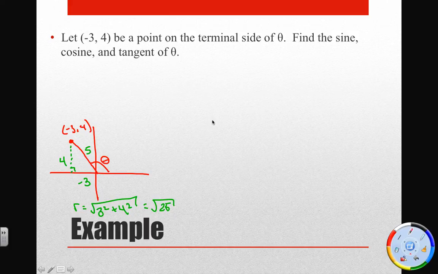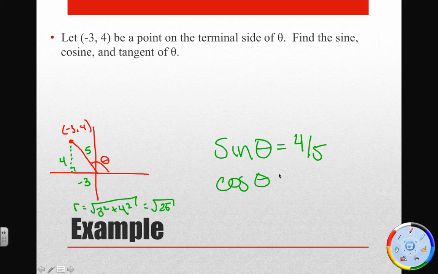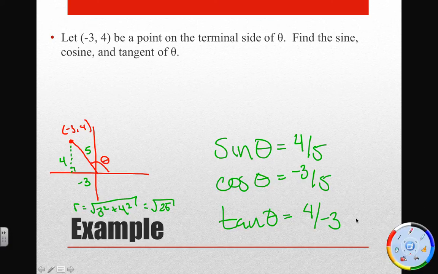So if I said, hey, find the sine, cosine, and tangent of theta, I would just say, okay, well, from that last page, the sine of theta is y over r. So it would be 4 over 5. Cosine of theta is x over r. So x is -3, so -3 over 5. And then tangent of theta is y over x. So 4 over -3. And it really is as easy as that. Most people will probably write this as -4/3, which is probably better.